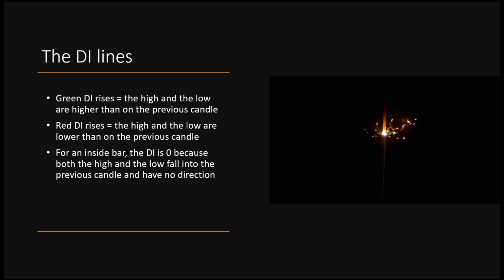The green DI rises. That means the high and the low are higher than on the previous candle. The red DI rises. That means that the high and the low are lower than the previous candle. For an inside bar, the DI is at 0 because both the high and the low fall into the previous candle and have no direction.